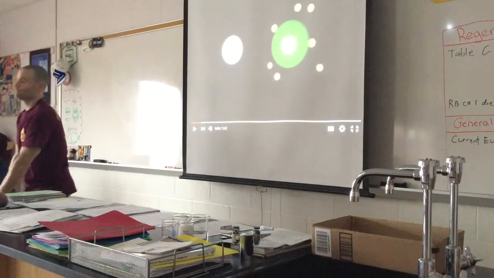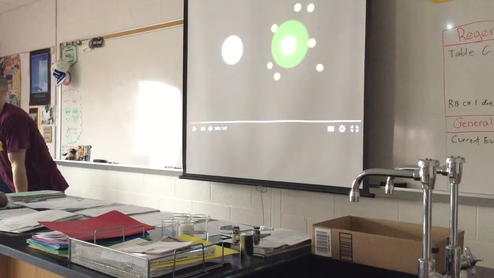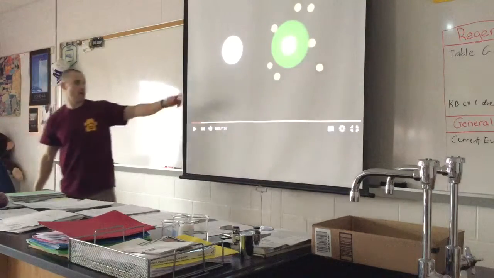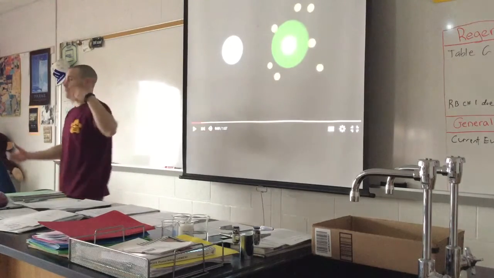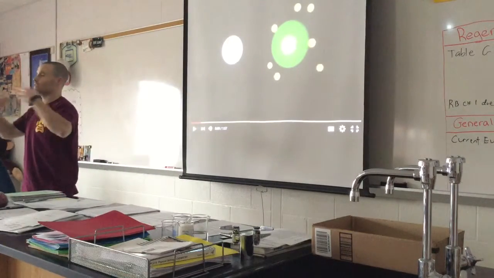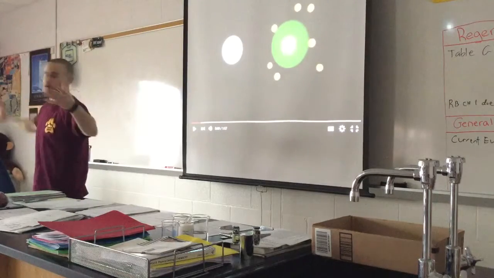Okay, so what happened? What happened to the white one? Get bigger or smaller? Smaller. What happened to the green one? Bigger. Why? It took its electron. I think of the electron as like food, right? So the green one ate an electron, so it got bigger. Okay, you eat enough food, you get bigger, right?